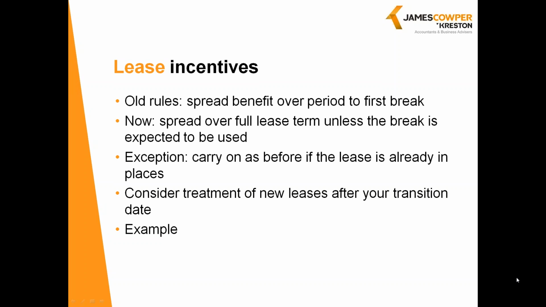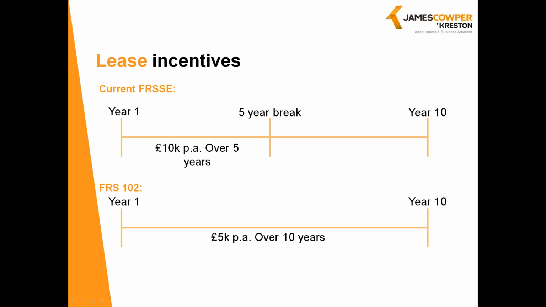So if we just touch on a very brief example, if you take a lease that you were paying £10,000 for over 10 years, and you had a 5-year break in that with a 1-year rent-free period, then previously you would have had to spread £10,000 per annum for the first 5 years, and then under the new rules you will spread that 1-year rent-free period over the 10 years, £5,000 per annum.